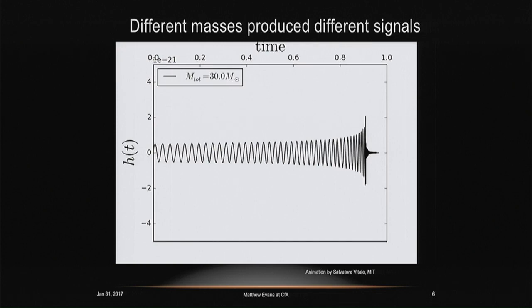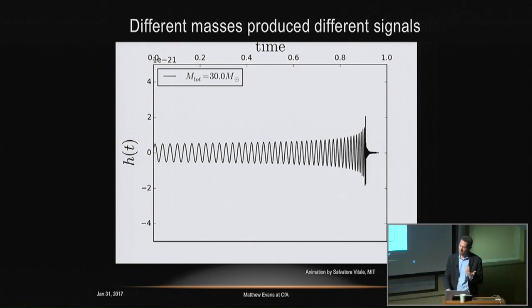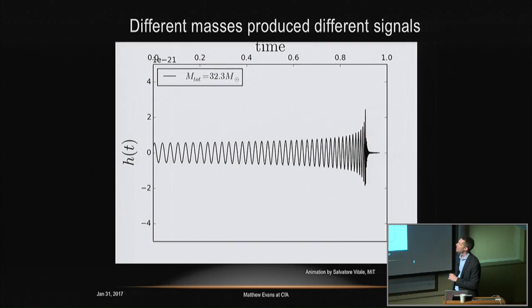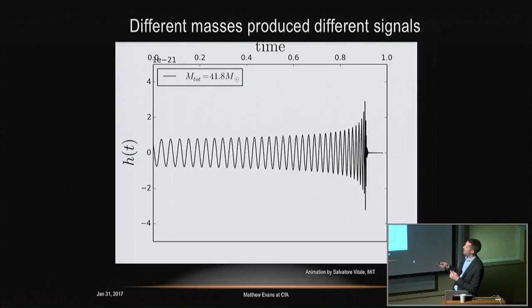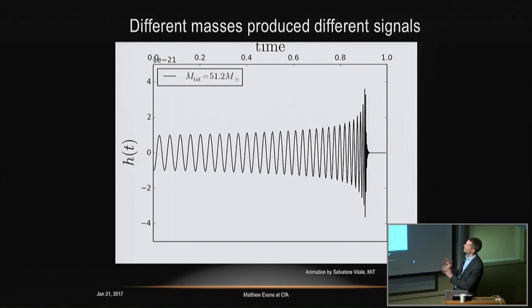What I wanted to do with this animation, I talked to newly minted Professor Vitale at MIT and convinced him to make for me an animation in which we're looking at the waveform generated by a binary black hole system, but ramping up the mass of the system. What I want to show you is that the way we figure out what the source is by looking at the waveform that it produces and then going backwards through relativity to figure out what the masses of the source are.